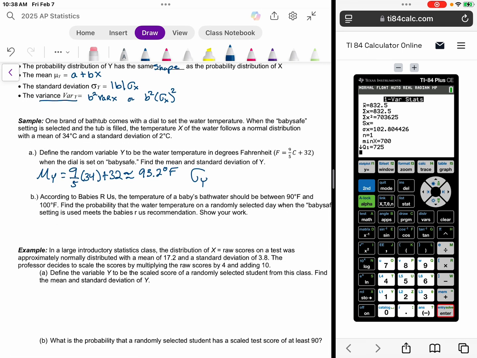For the standard deviation, we're not allowed to do any adding or subtracting, so all I'm allowed to do is take 9/5 and multiply it by the standard deviation of 2 degrees. That gives me approximately 3.6 degrees Fahrenheit as the new standard deviation in Fahrenheit.